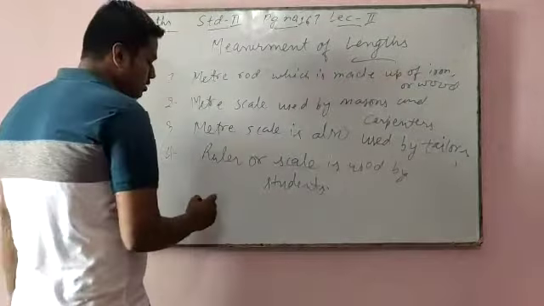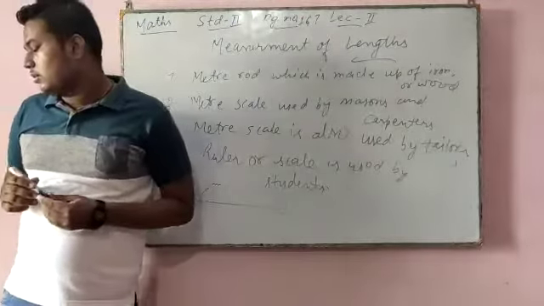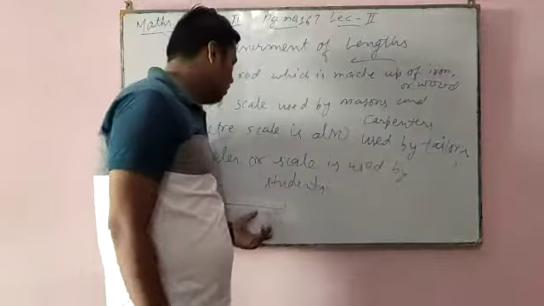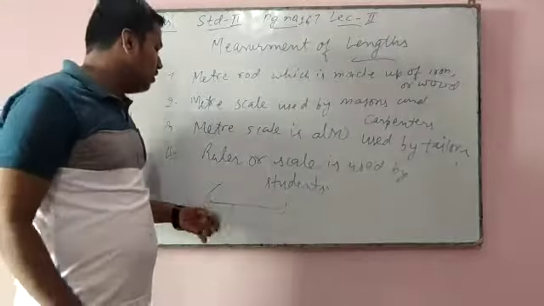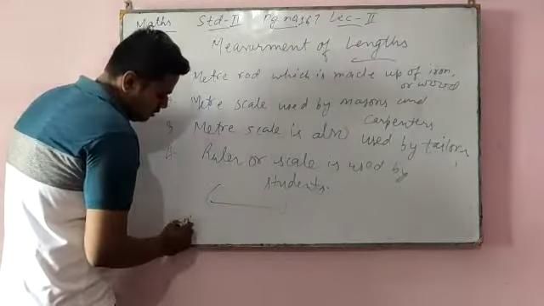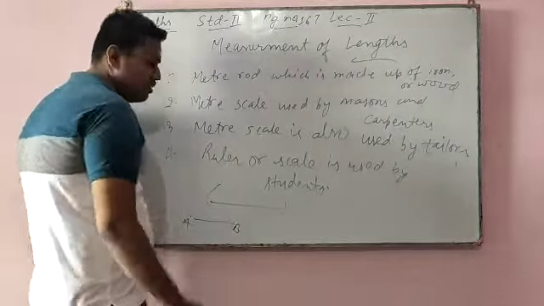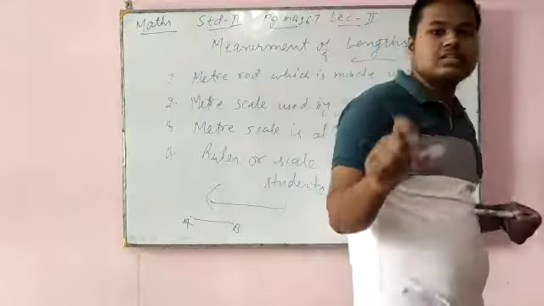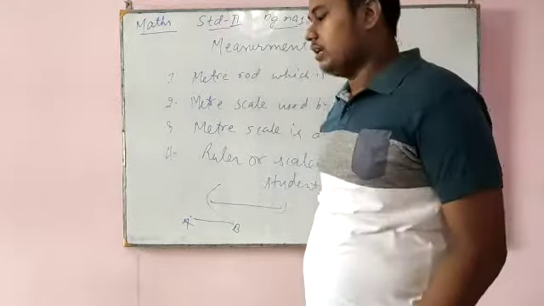And what is a ruler? When we measure the distance between two places, we use it for small distances, because places we cannot measure with the scale. Like two points are given, this is A, this is B. With the help of a ruler we can easily measure it. So we can measure small distances between two points with the help of a ruler or scale.